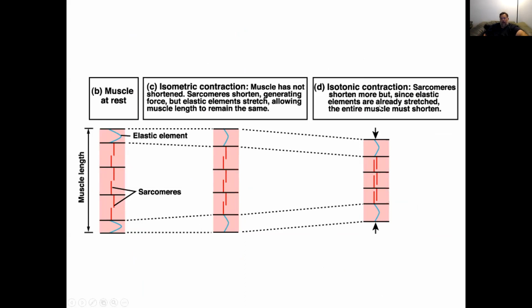In an isotonic contraction, where you're able to lift the weight, the muscles contract and the sarcomeres come closer together. But in isometric, you lift and try to push, pull, and you can't bring the sarcomeres together for the most part. Just a little bit, but the elastic fibers allow for the muscles to make some form of contraction.